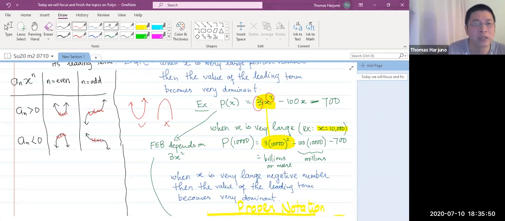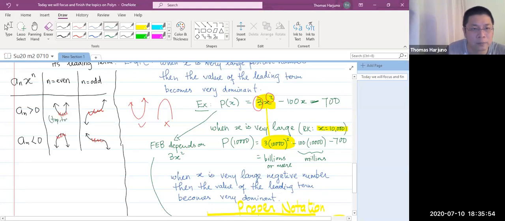Now, I usually say, for this case here, this is top, top. This is bottom, bottom. Or you can also call it down, down. Okay, this is bottom, top, from the bottom left to top right. Okay, and this is top, bottom.